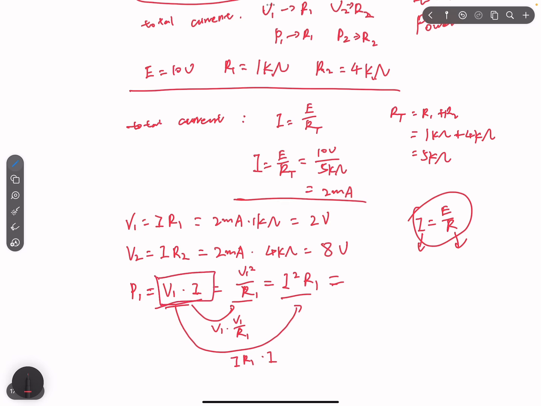So when plugging the numbers, I'm just going to use the first one. V1 times I is 2 volts times the current, 2 milliamps. So that will give us 4 milliwatts.